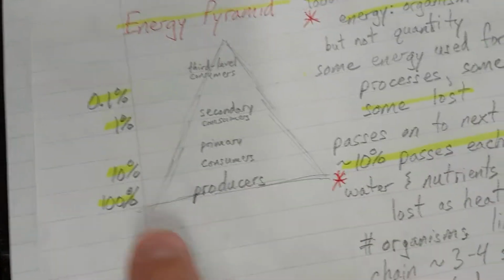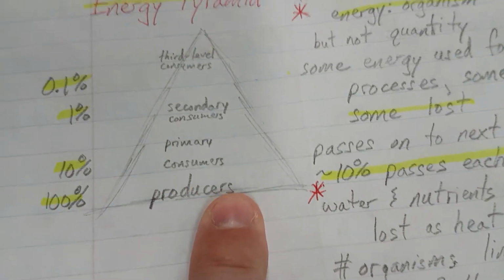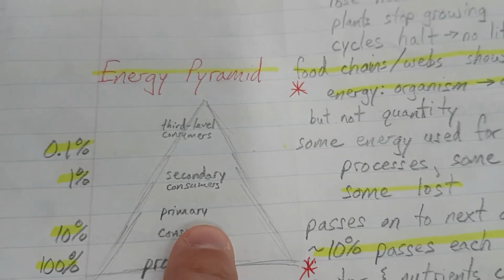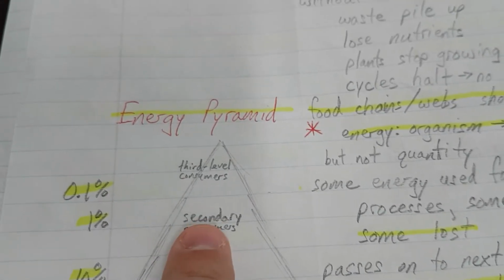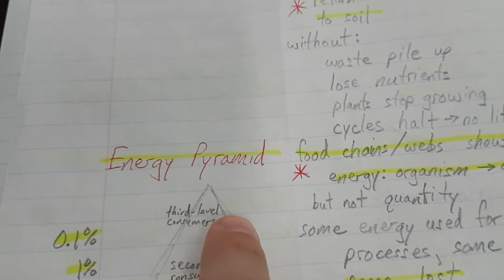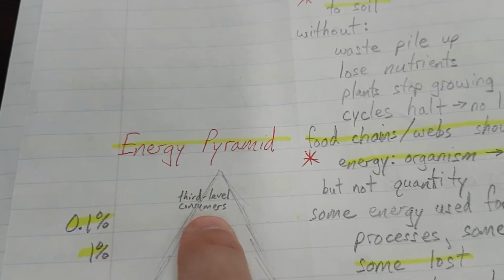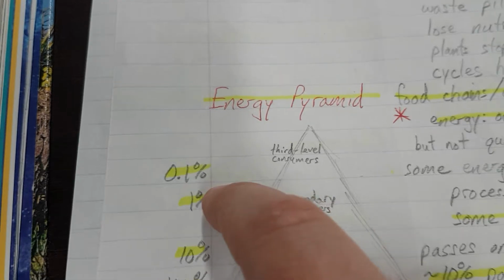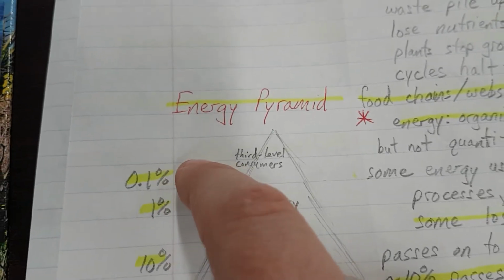Look at our pyramid again, right? Down here is the producers and the plants, vegetables and fruits. The primary, that's the things like the cows and the pigs. The secondary, now you're getting up into some of the predators. And then third level apex predators, that's like the lions and the hawks and the sharks. Instead of 100% of the energy, you're not even getting 10%, you're not getting 1%, you're getting 0.1%.